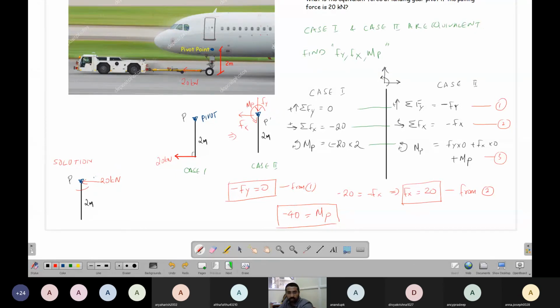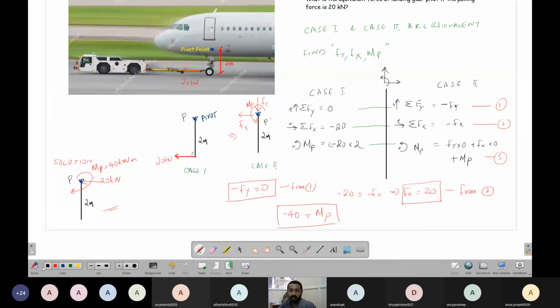Okay, so this is one way of doing it, or I can also write it like this, as per the assumed direction. I can write MP is equal to minus 40. Then it has to come in the opposite direction of this. So instead of writing like this, it is always preferred to write this MP equal to 40 kilometers. Okay, so this is the same.